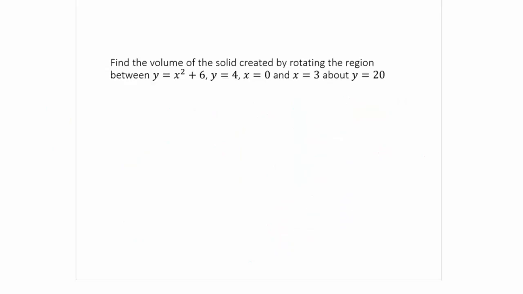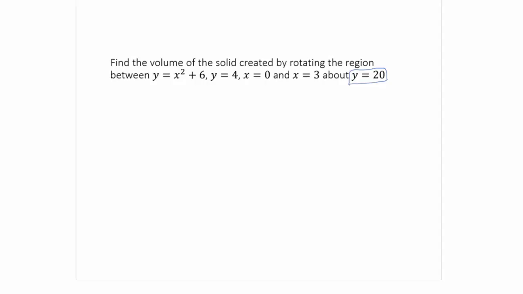All right, in all of the previous examples, we've been rotating about either the x-axis or the y-axis. In this last example, we're going to rotate about the line y equals 20 and see what happens. Find the volume of the solid created by rotating the region between y equals x squared plus 6, y equals 4, x equals 0, and x equals 3, about y equals 20.